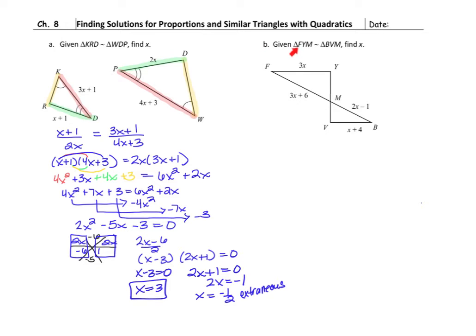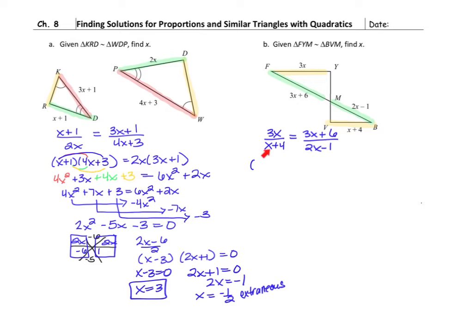We're given that triangle FYM is similar to triangle BVM, and we're going to solve for x. Go ahead, highlight the shape to match corresponding sides. I'm going to set up my proportion to go from the large triangle to the small triangle. I'm going to start with the 3x. So the 3x corresponds to the x plus 4. And then the 3x plus 6 on the large triangle will correspond to the 2x minus 1 on the small triangle. Now we're going to cross multiply.